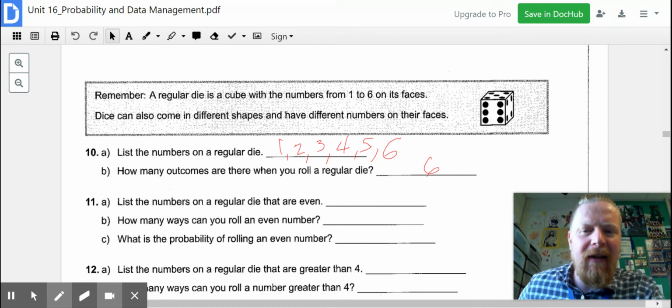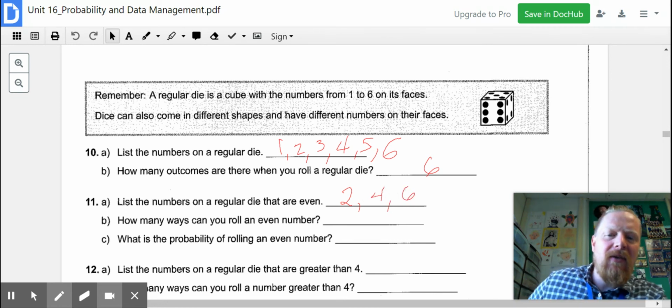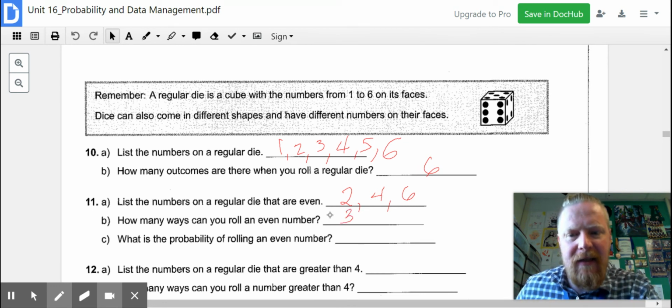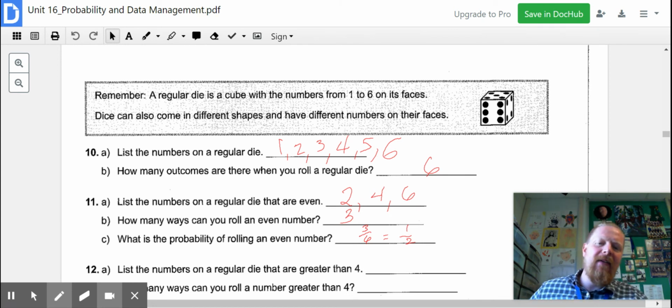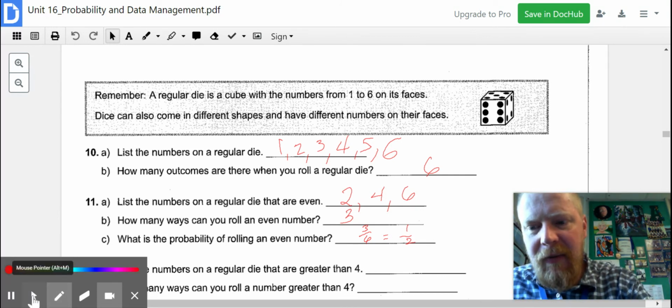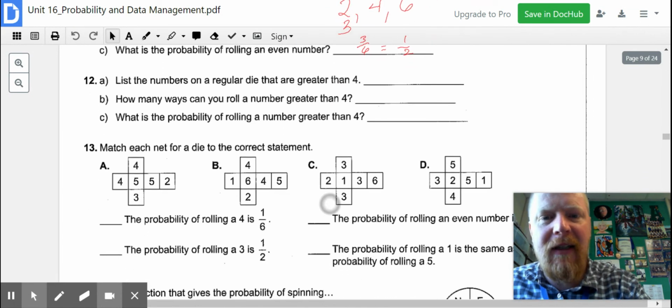List the numbers on a regular die that are even. 2, 4, 6. How many ways can you roll an even number? Well, 3 different ways. What's the probability of rolling an even number? 3 out of 6, or 1/2. Your probability of rolling an even number on a die is 1/2. Go ahead and do question 12 on your own. It's just looking at the probability of rolling a number greater than 4.